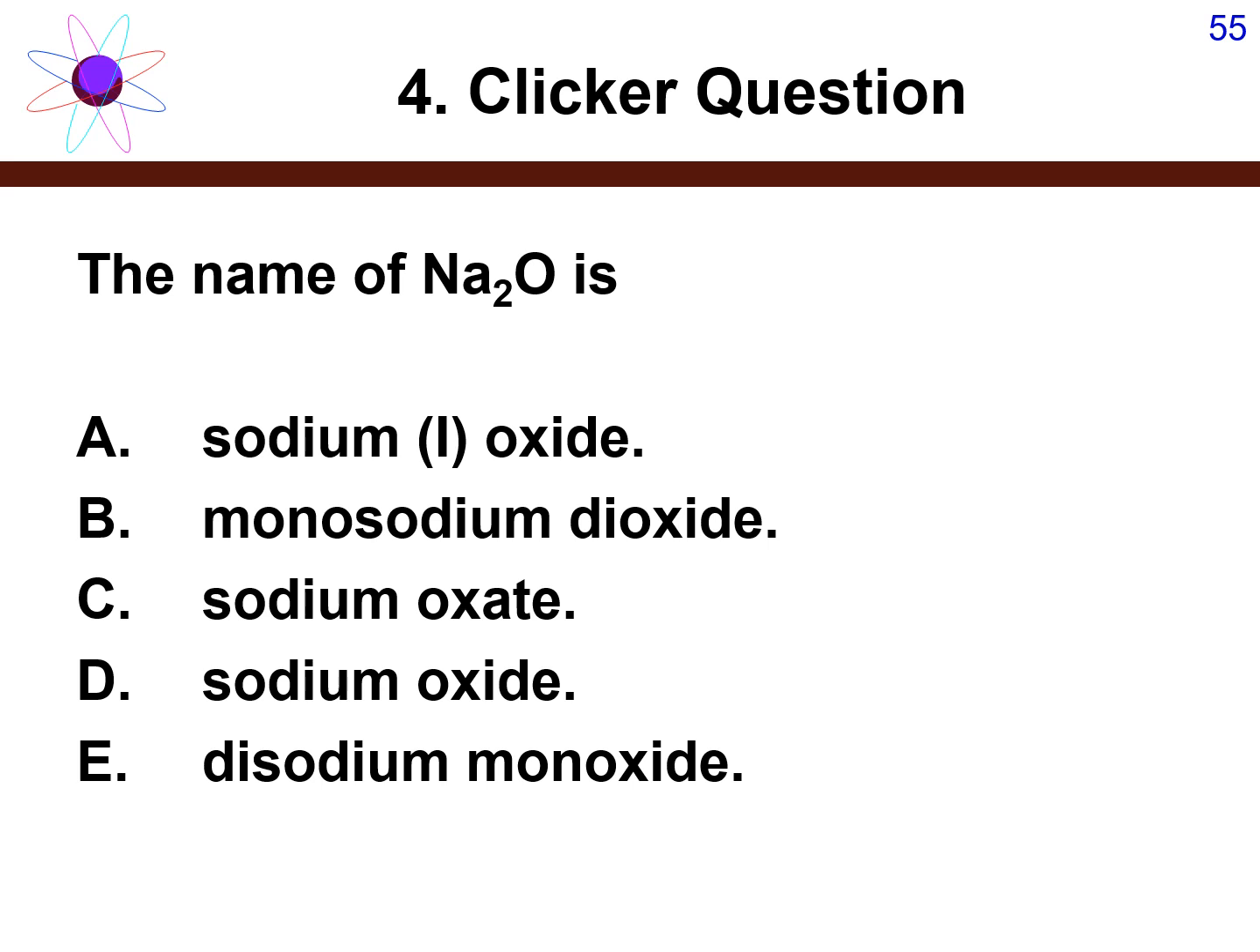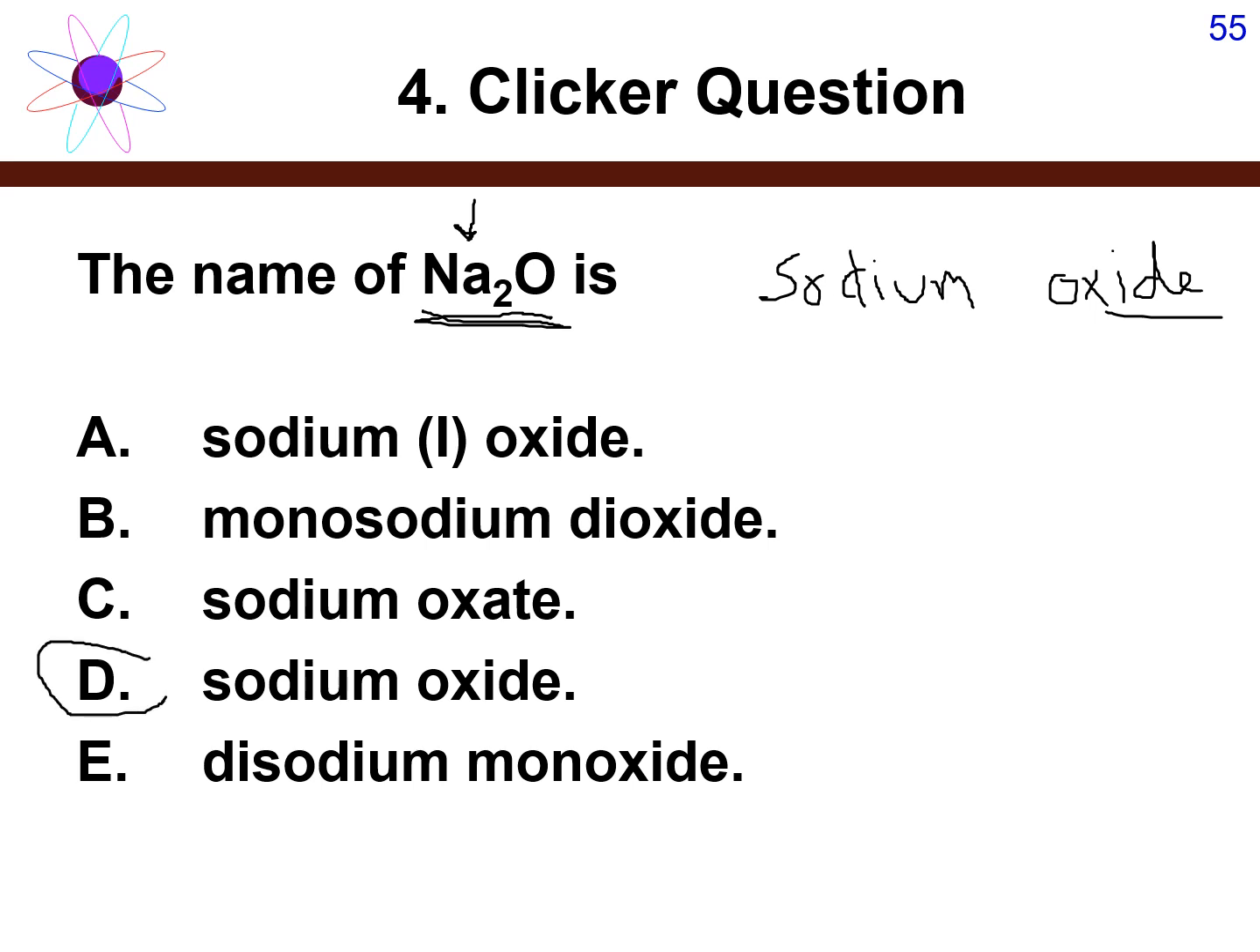Okay, so let's see what the answer to this question is. The name of this compound, Na2O, is, well, this is fixed charge, so we're just going to name that metal, sodium. And then we have oxygen, so we're going to put the first syllable and add IDE. All right, so this should be sodium oxide, which is D.